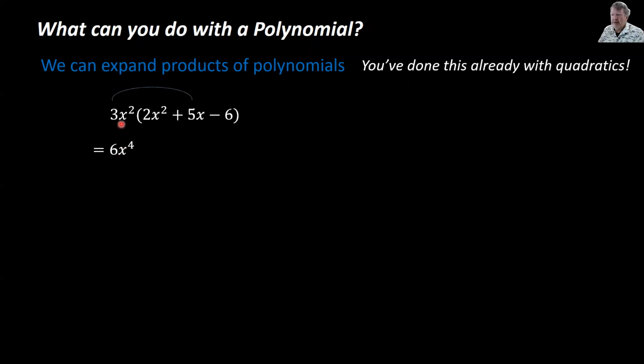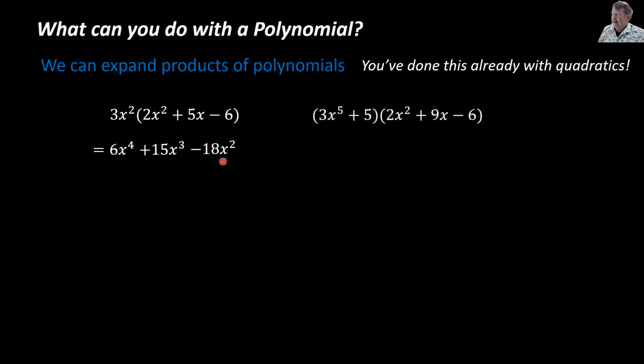Then we multiply the outside by the second term. 3x squared times 5x is, of course, 15x cubed. Then we multiply the outside by the third. So 3x squared times negative 6 is negative 18x squared. Done.